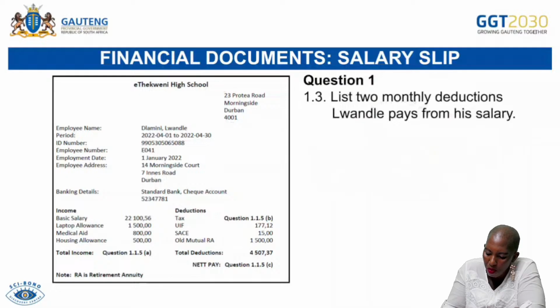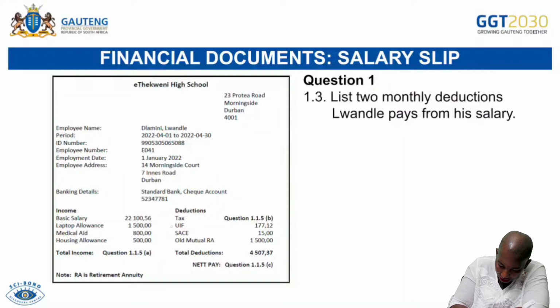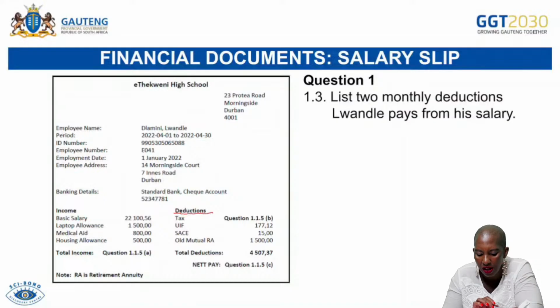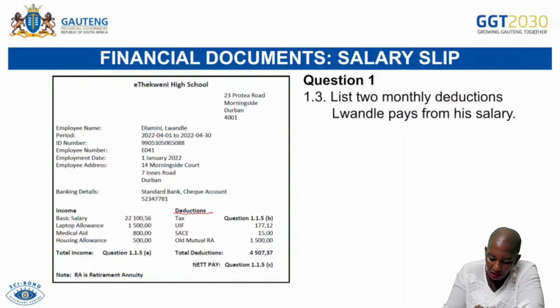List 2 monthly deductions Lwandle pays from his salary. Now here are the deductions. Remember, I said this, it indicates the deductions. What is it that Lwandle is paying for? Here is a list. You can choose any two because the question says list two monthly deductions.